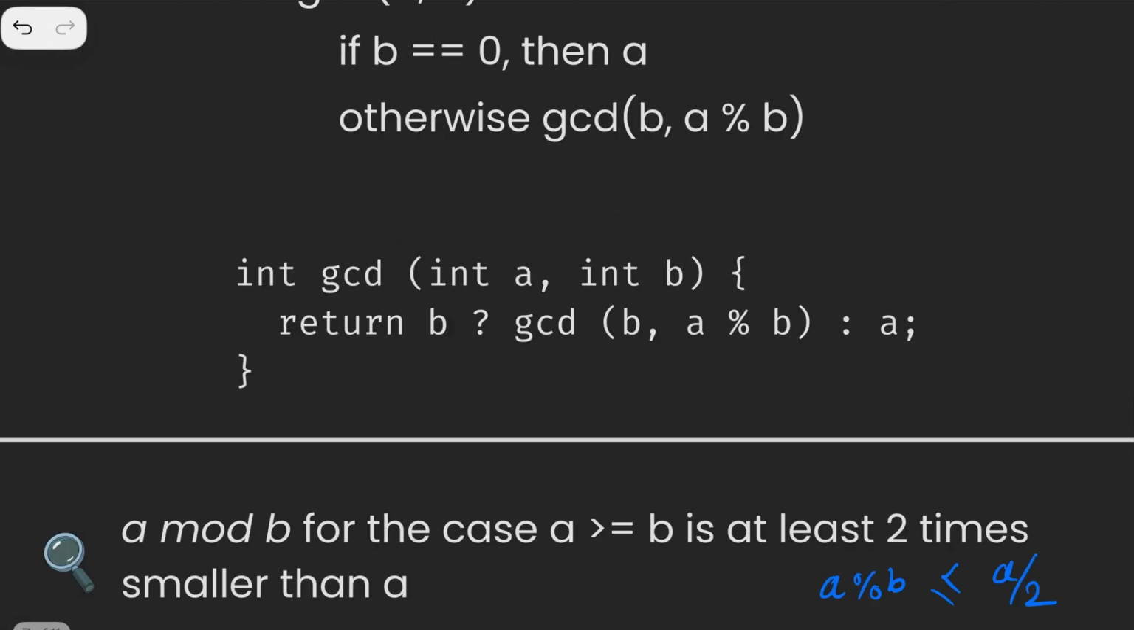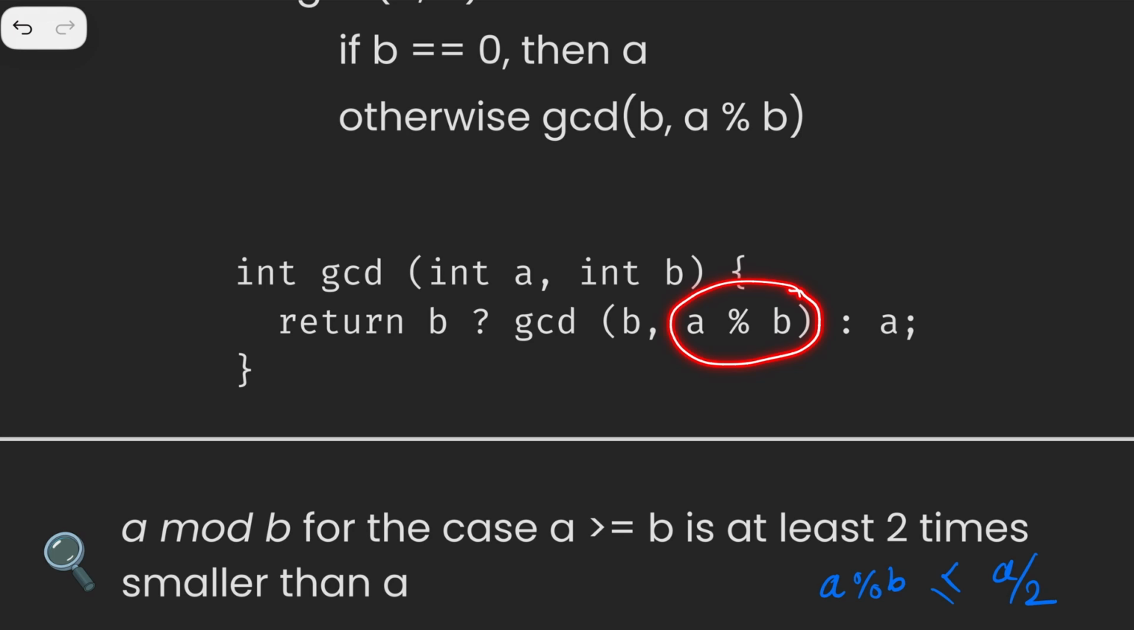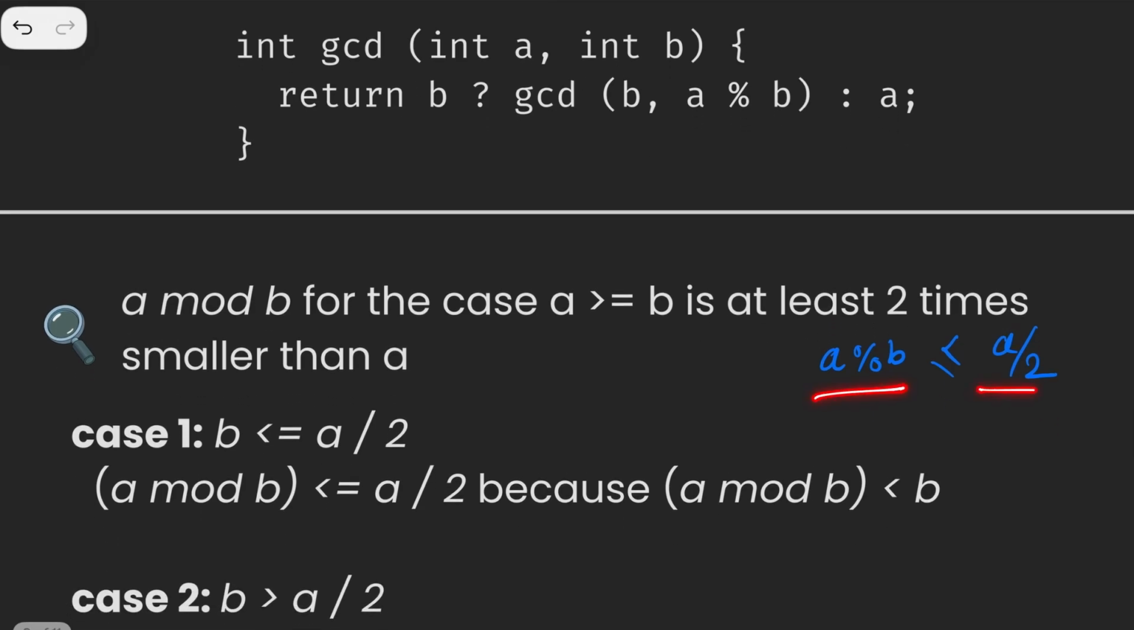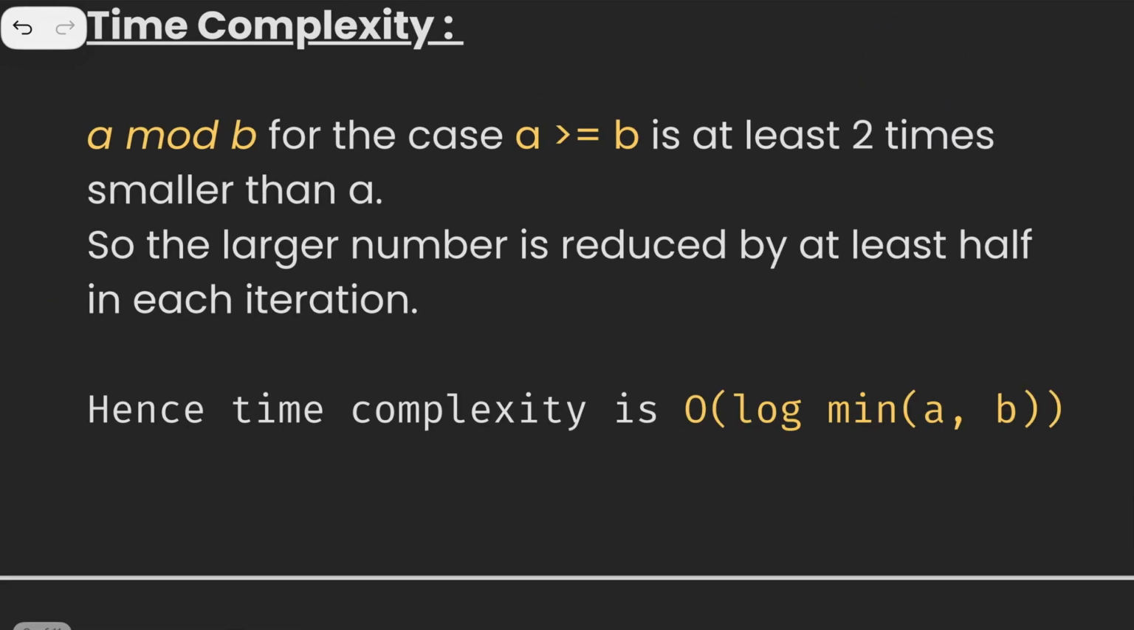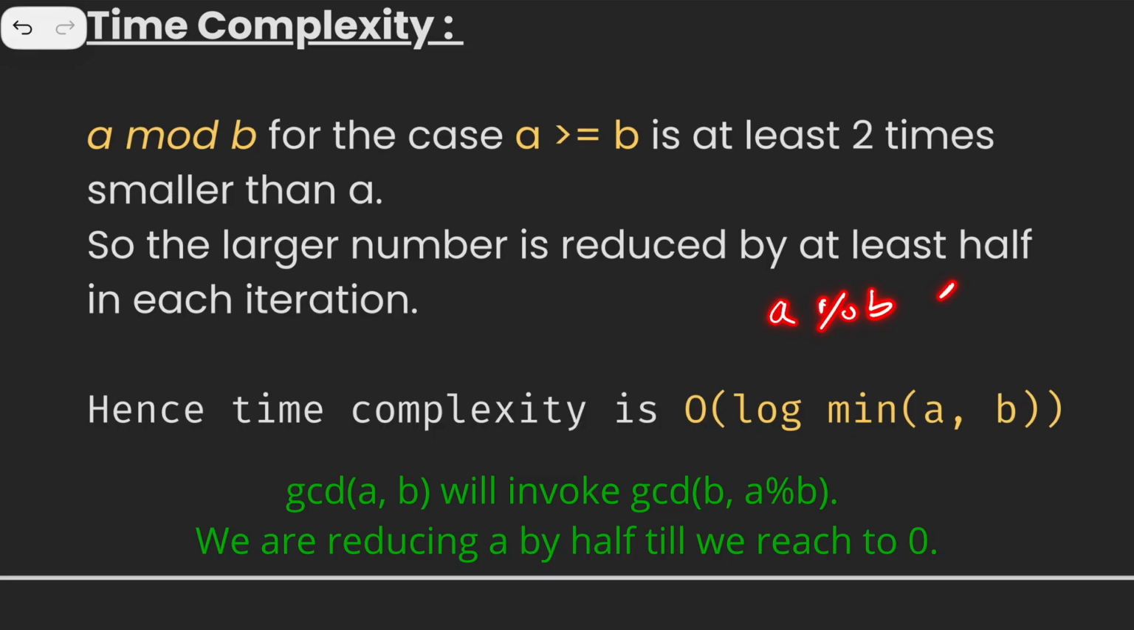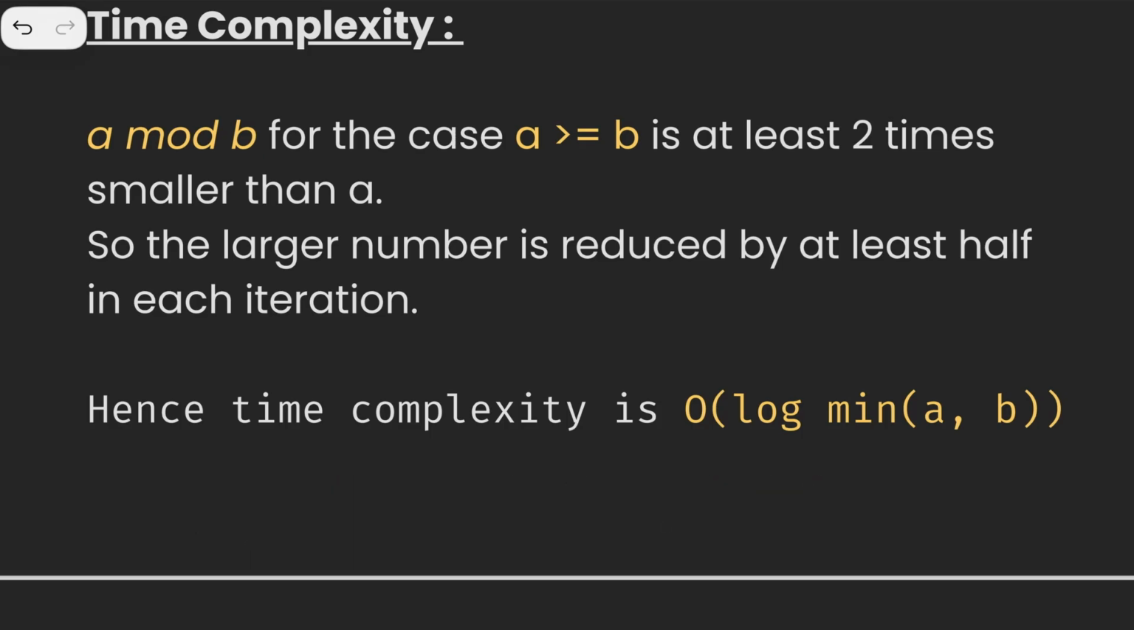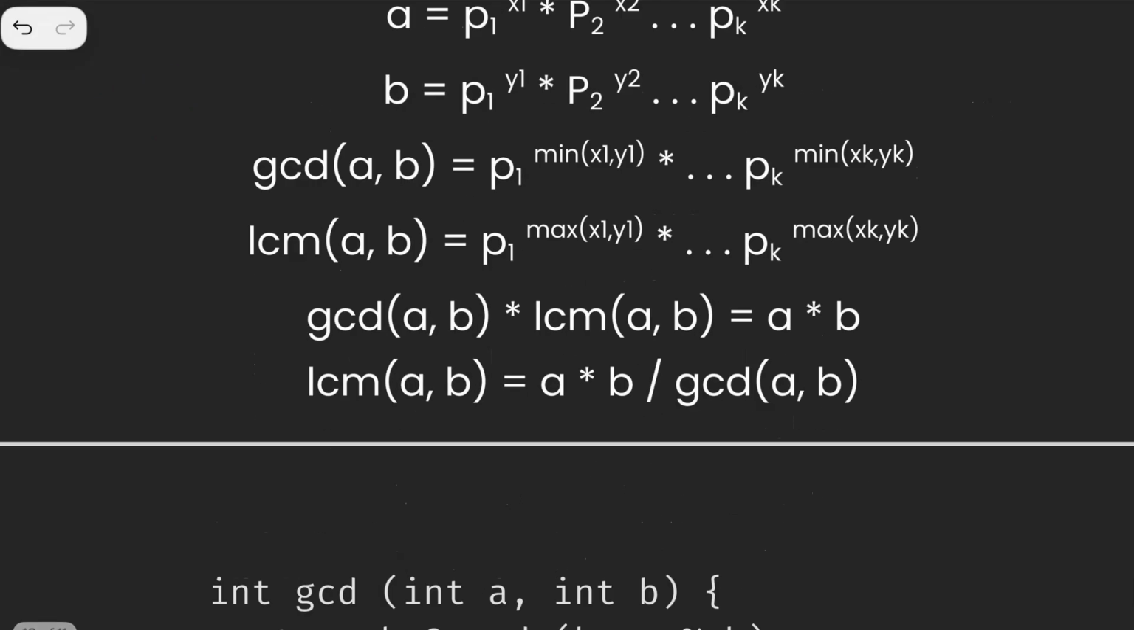How? If you go back to the implementation, at every single stage we are doing A mod B, and this will be reducing A by half. Remember, A mod B is less than or equal to A by 2, right? That's why the time complexity will be O of log minimum of A comma B, because at every single stage we are taking A mod B, which will be less than A by 2. So we are dividing A by half every single time. So that's why the time complexity is actually in terms of log, which is log A, you can say, or whichever is the minimum.